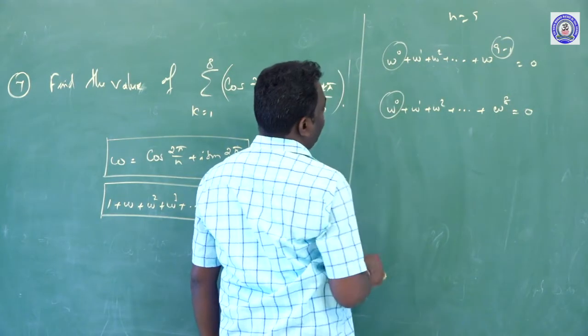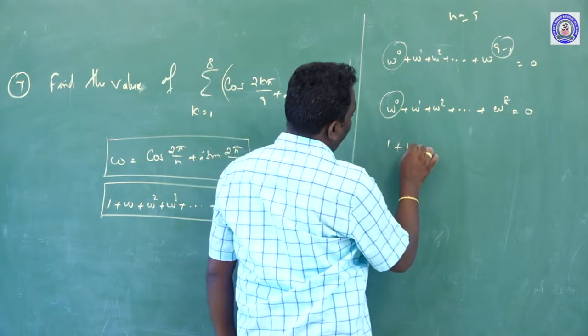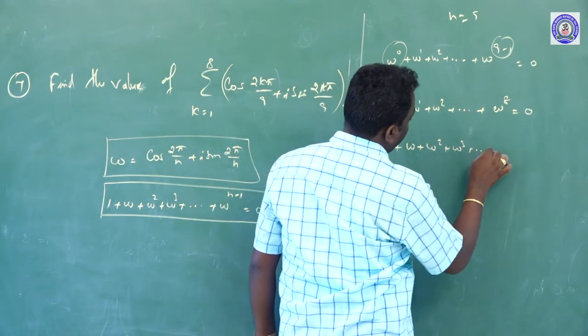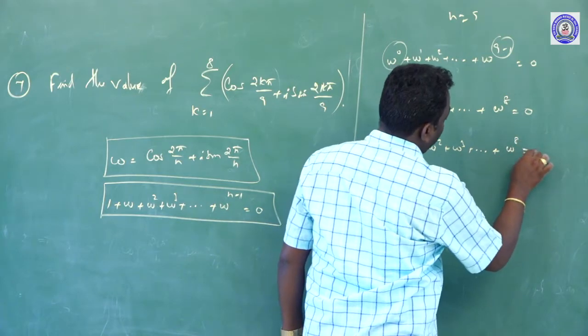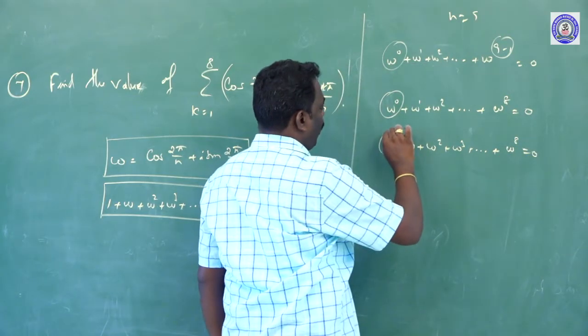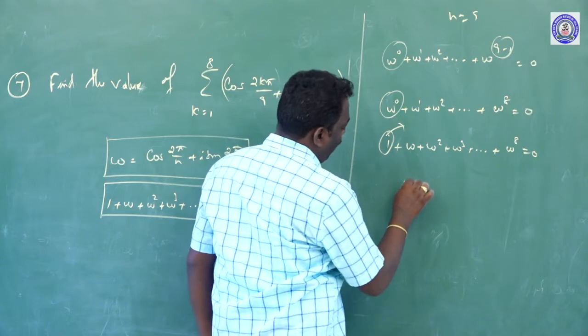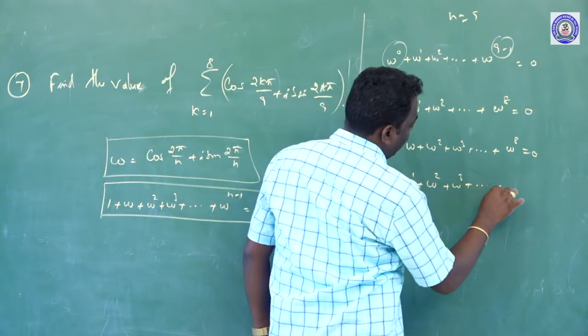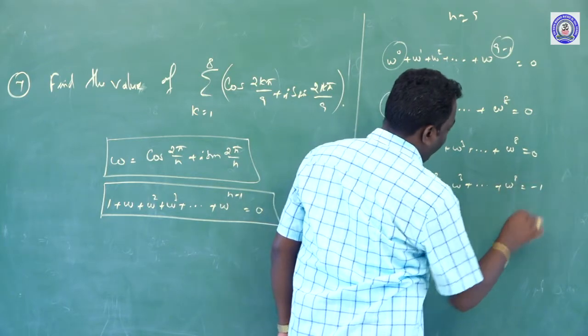Therefore, omega power 0 is equal to 1. 1 plus omega square plus omega power 3 plus etc. plus omega power 8 is equal to 0. Now transfer the 1 to the right-hand side: omega power 1 plus omega power 2 plus omega power 3 plus etc. plus omega power 8 is equal to minus 1.